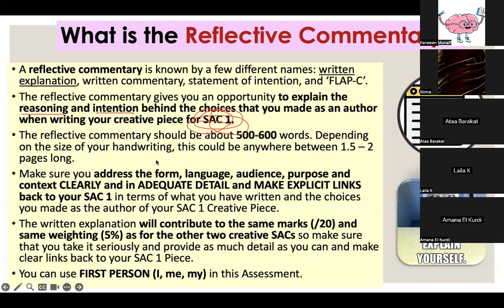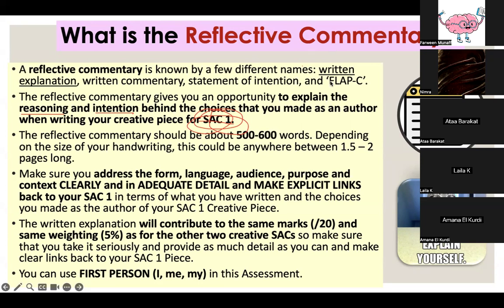That is what you are writing your written explanation for. Now, the reflective commentary, in terms of length, is going to be shorter than the actual writing pieces that you did for SAC 1 and SAC 2. It's going to be 500 to 600 words. Depending on your handwriting, some of you could get away with 1.5 pages or 2 pages. All of you have different size handwriting, so it really depends.